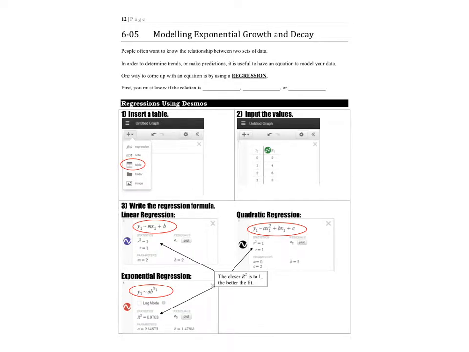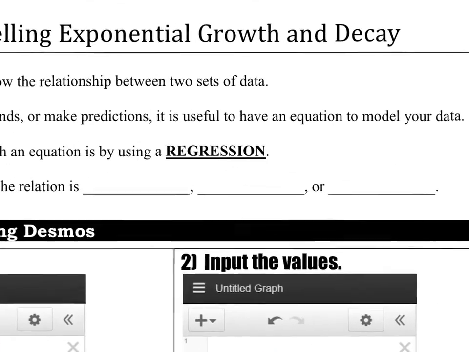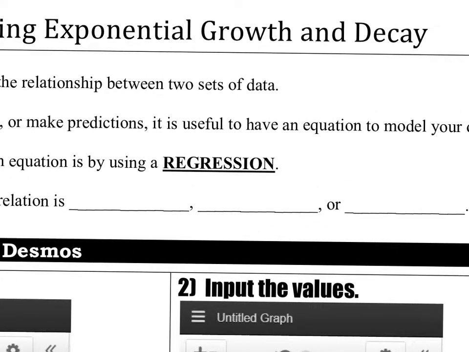People often want to know the relationship between two sets of data in order to determine trends or make predictions. The best way to do that is to have a mathematical model. If you have data and you want to make an equation, you can perform what's called a regression. A regression is used to determine if a relation is linear, quadratic, or exponential.